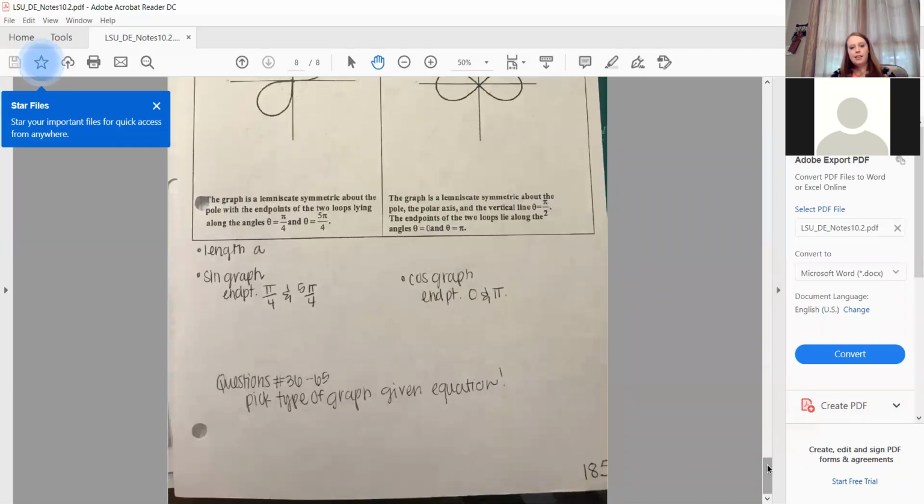Okay, and then this is the end of the notes. After question 36, it's just going to mix up the equations. So first they go in order with the objectives, and then they mix them all together. So they'll throw an equation at you and ask you, what does the graph look like? So you got to know, is it linear? Is it a circle? Is it one of those weird circles? Is it a flower? Or is it an infinity sign? And so you just go through them.